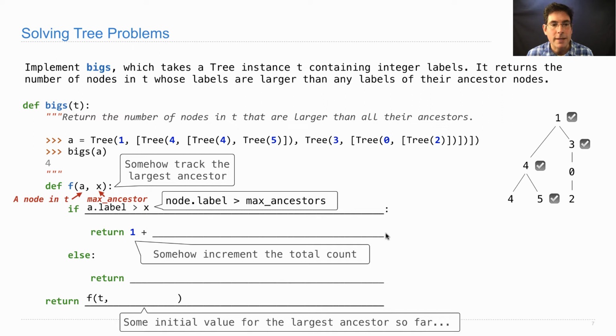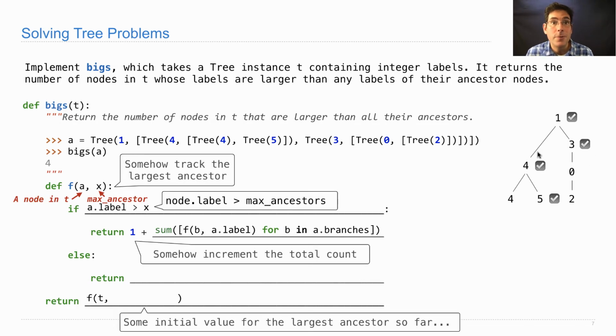And since I'm counting, I'll aggregate with a sum. So sum of f applied to each b for b in a.branches is a common pattern. Why a instead of t? Well, we want to walk through the tree. f is called on the whole tree, which calls f on its branches, which calls f on its branches, etc. And that way we can analyze the whole tree.